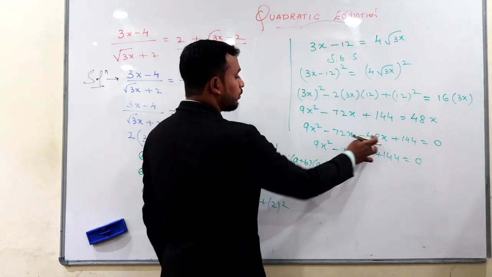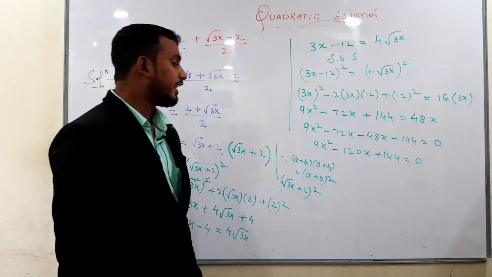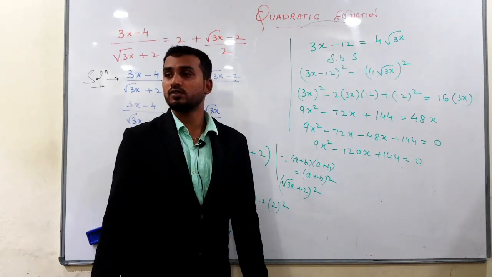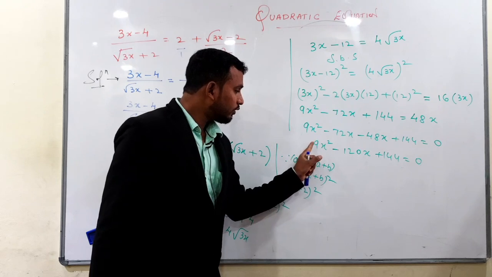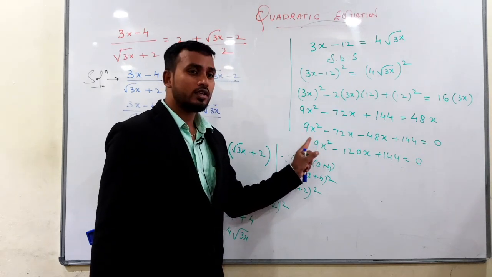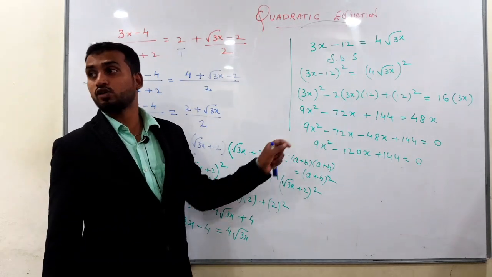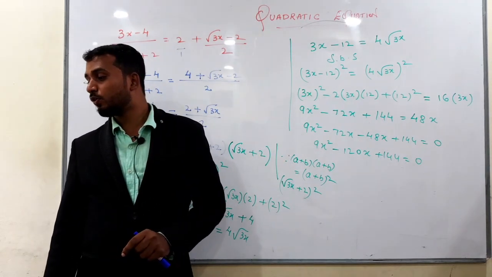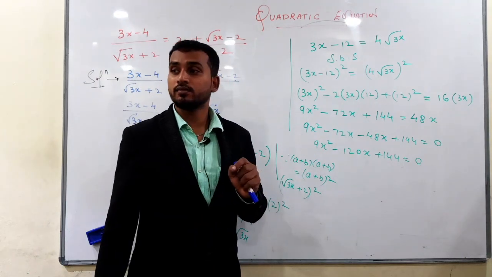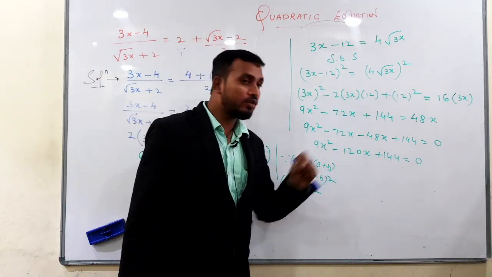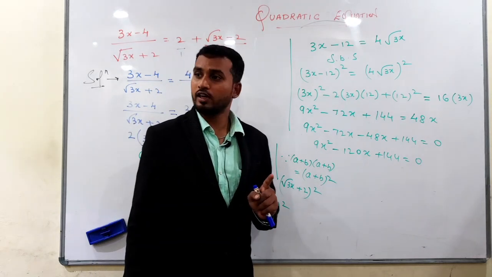8 plus 2 is 10. Yeah, 120. 9x square minus 120x plus 144 equals 0. Now check, do we get 120 in the tables of 9? So we can remove 9 as common factor. Is it possible? In 9 tables we get 120. In 9 tables we get 144. No, we don't get. Right?